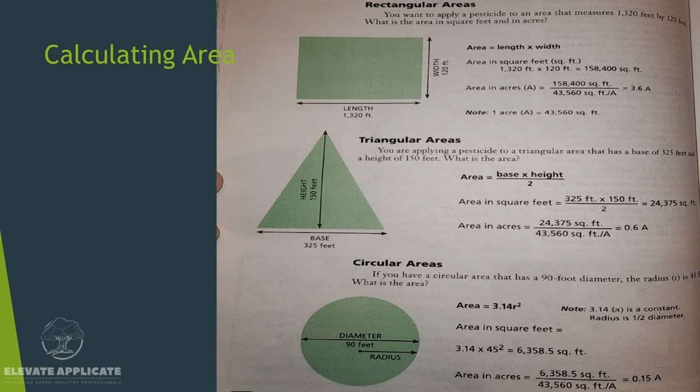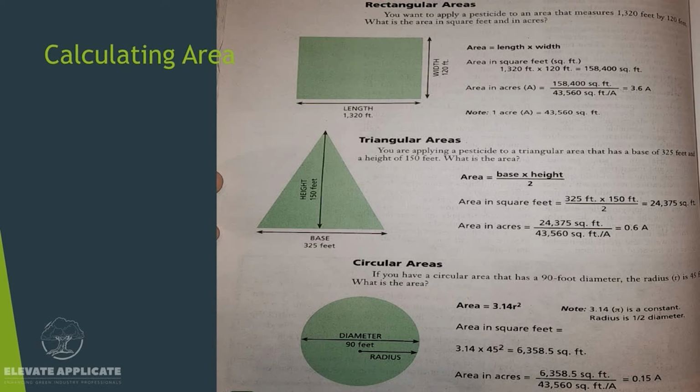So in this example that they give us, we have an area that's 1,320 feet long and 120 feet wide. How do we calculate the area? We multiply that. So 1,320 times 120 equals 158,400 square feet. Now, if we were told that we need to make an application based in acres, how do we convert it to where we know the acreage of the area?